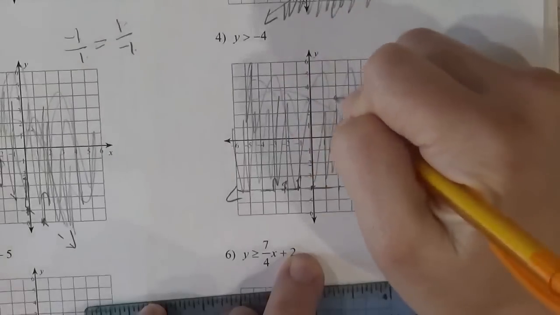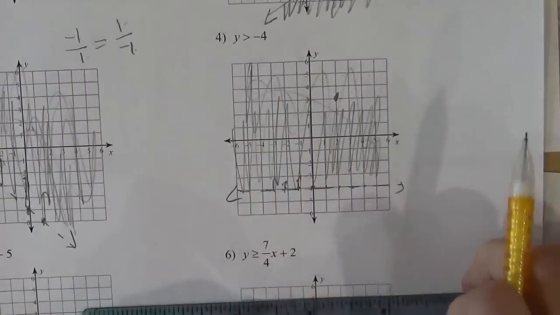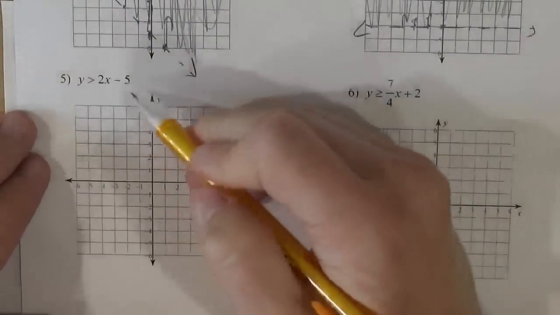Any one of these points, right? That point there, the y value is 3. Certainly greater than negative 4. It works. We do it again.